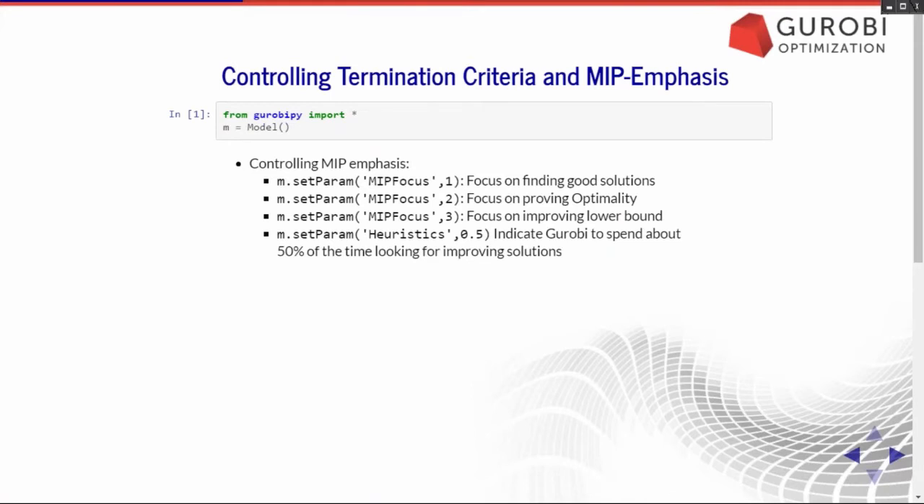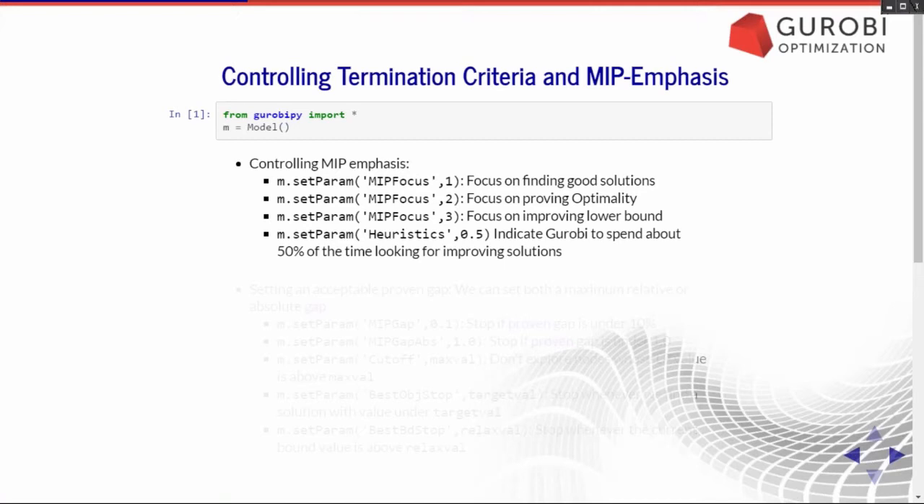So in Python, you import everything from our Python interface, and then you can start, for example, changing the emphasis on the optimization run. The two most important parameters to change the behavior of Gurobi will be the MIP focus, which essentially changes the way that the branching is done. We can either focus on getting good solutions, or improving optimality, or improving the lower bound. And depending on the setting that you are in, one of those will make a good choice.